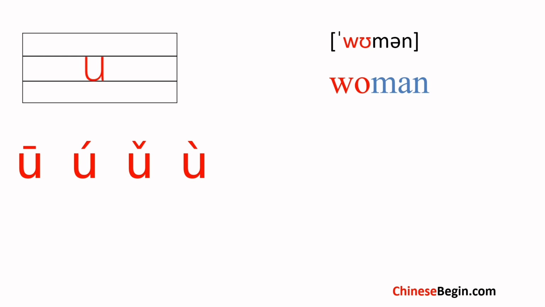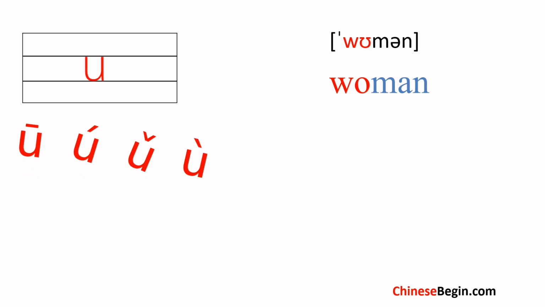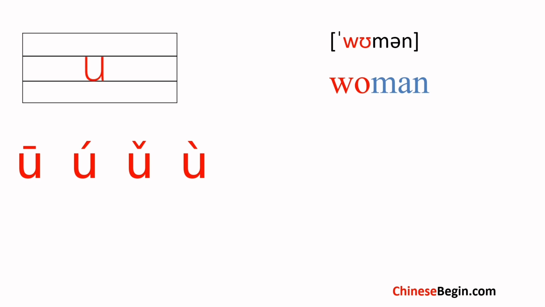Next one, u. The opening of the mouth is narrow. The lips are fully rounded, and the tongue position is high and slightly to the back. It sounds like oo of "woman". Woman. U. Okay, please read after me. U, u, u, u.